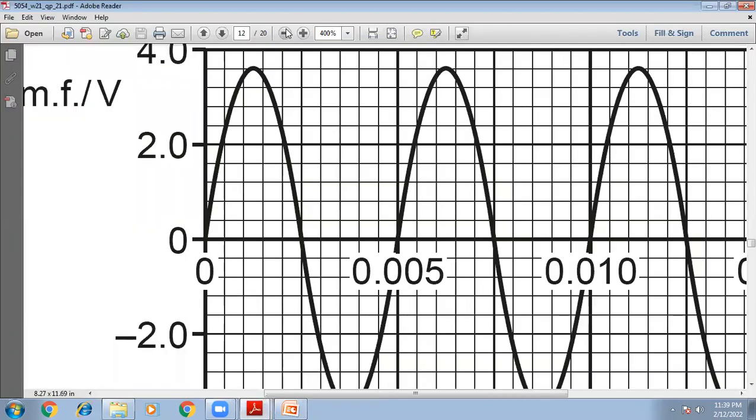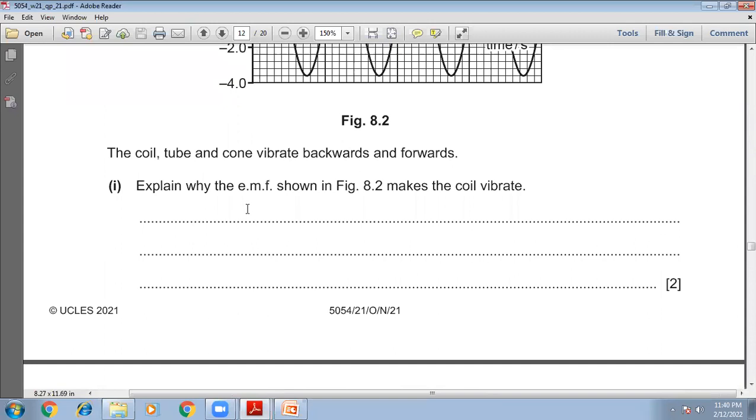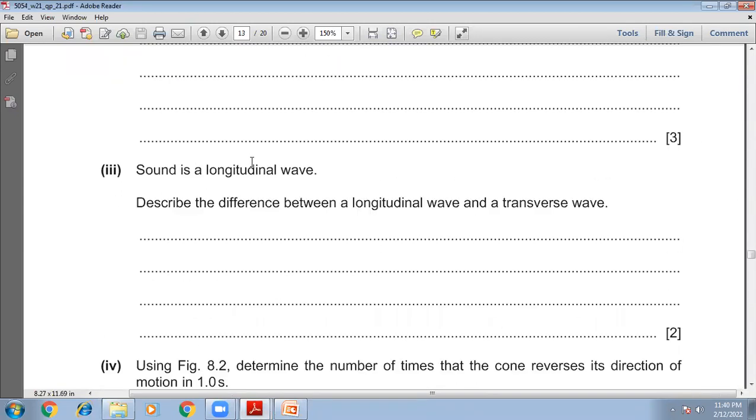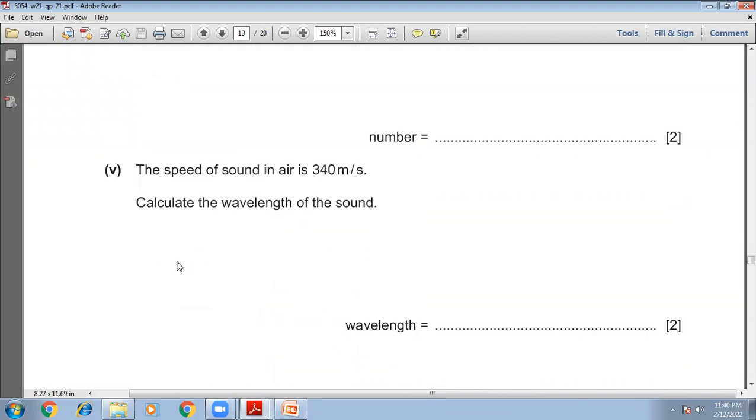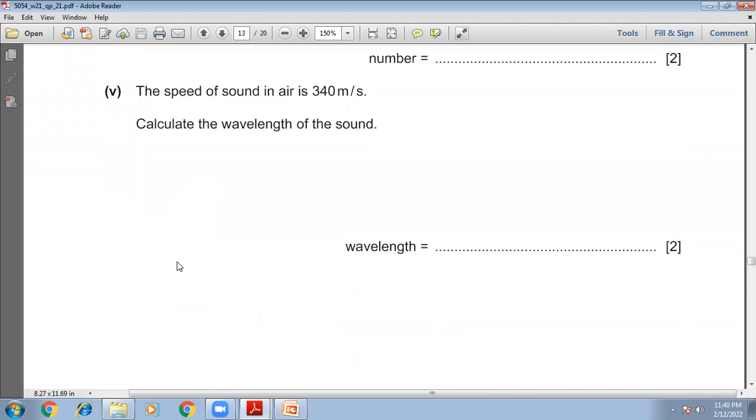So that is the question. Let me show you. Done with this. 400 times is the answer. Okay. Then the question is, the speed of the sound in the air is 340 meters per second. Calculate the wavelength of the sound.